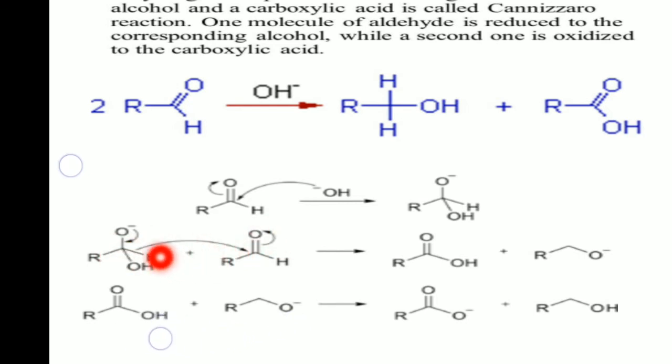Whether the acid loses its H plus to the oxide ion, it will get into alcohol. This is the reduction of the second aldehyde molecule.